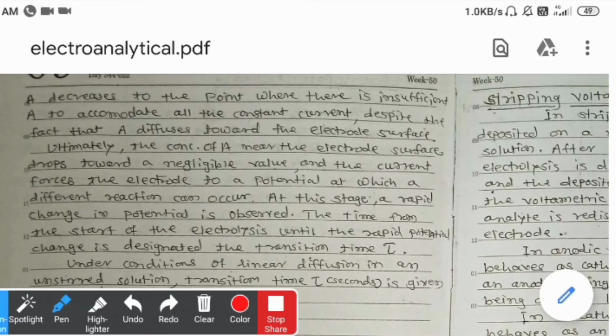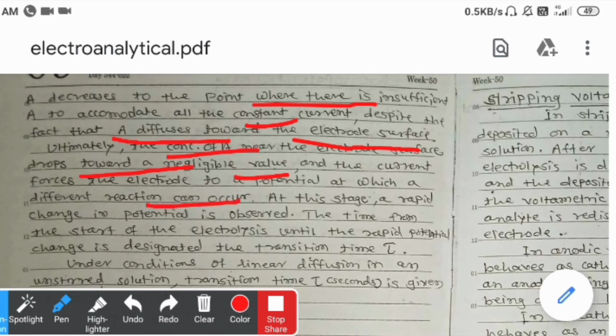As A diffuses toward the electrode surface, all the A near the electrode gets reduced first, so we get a certain constant current. The concentration of A near the electrode surface decreases and ultimately falls to a negligible value, and hence the current forces the electrode to a potential at which a different reaction can occur.